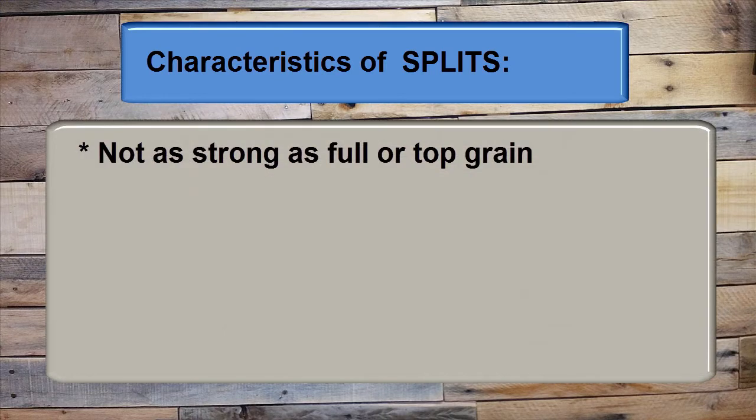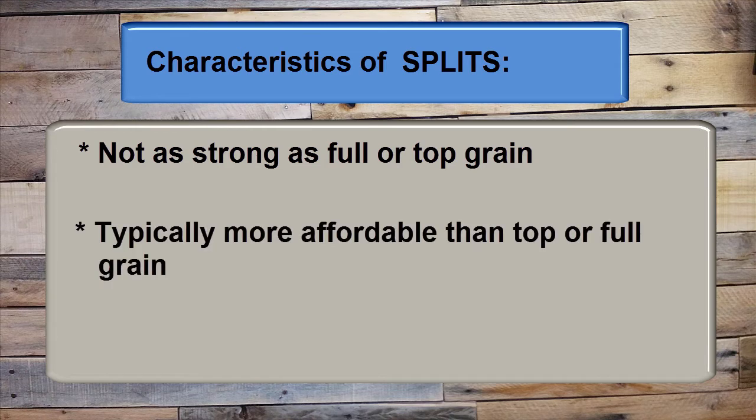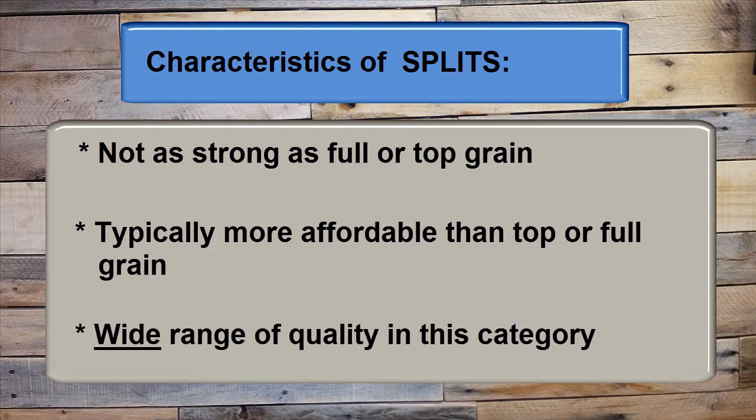Because splits and suede come from the hide with a looser fiber structure, they're not as strong as the top or full grain leather. Since they're considered a mid-grade leather, splits are often more affordable than top grain or full grain leathers. Now, there's a wide variety and range of quality within this category. I've worked with some splits that I consider to be very nice leather, and I've worked with other splits that I would never touch again. So, if you're considering purchasing a split, just be aware of the variety that's out there within that category of leather.